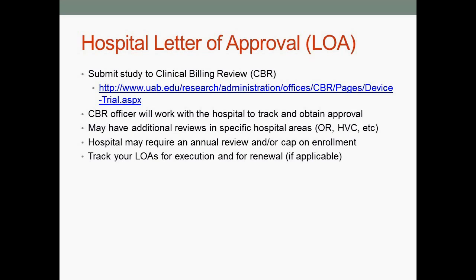Be aware that more areas in the hospital are having extra review components. So Heart and Vascular has their own review, CVOR has a review, I think the OR has a review, and so make sure you know what their process is for review and their timeline so you can submit and get approval quickly. It was taking probably 3 to 4, maybe 5 months to get hospital approval. I think now we're down to about 4 to 6 weeks, so it's gotten much, much better. Just make sure you work with your CDR officer and you fill out the forms.